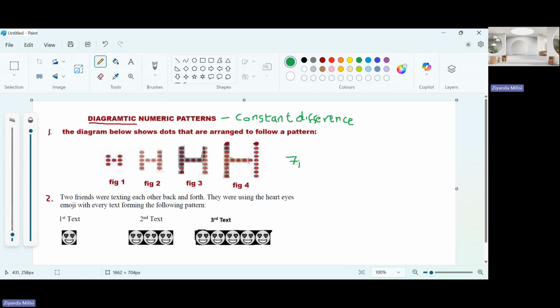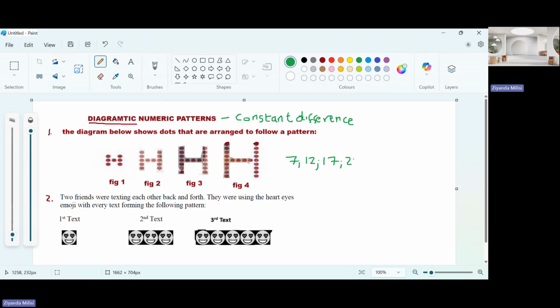Then the second one, that is 12. Then look at figure 3. It's also 7 here, 14 plus 3, that is 17. I think you can already see the trend here. The numbers are increasing, which means we are adding a positive number. So we count the next one, that is 22.